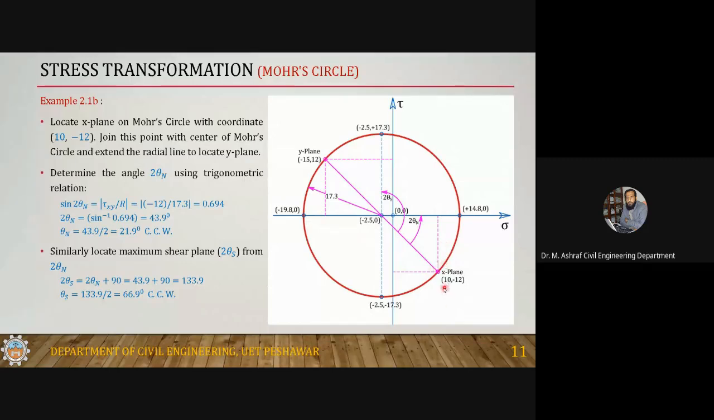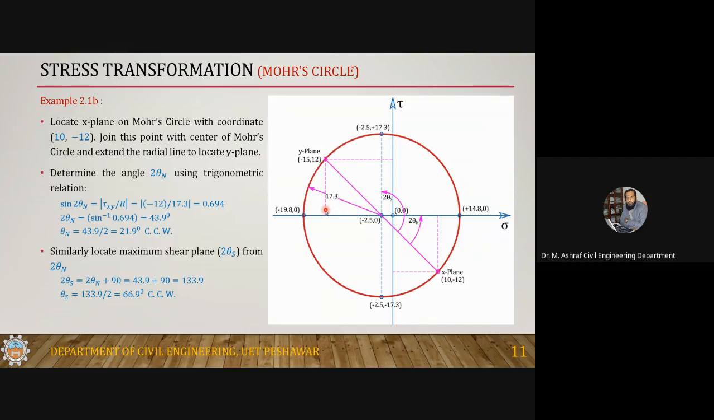Okay? So you got this X whose coordinate is 10, minus 12. Join this point with the center, not with the origin, the center of the circle, and extend it on the back side, so you will get minus 15 comma 12. Minus 15, automatically you will get this. So this is minus 15 and this is 12. Since this is plus 12, this is above, so plus 12. Okay, so you got this.